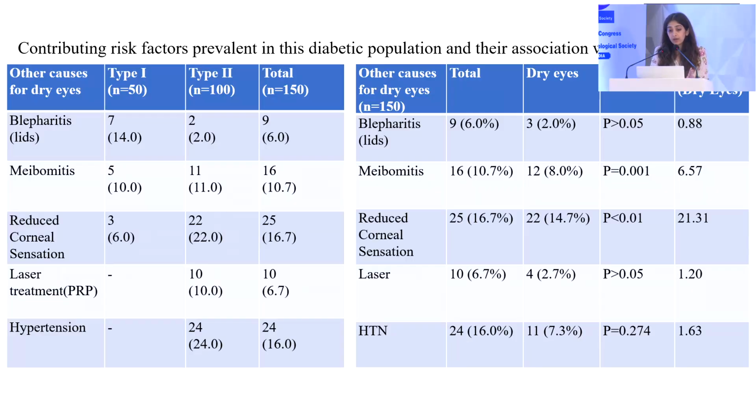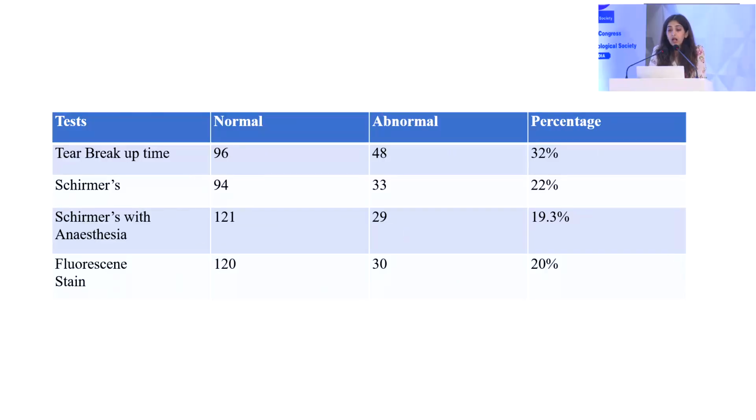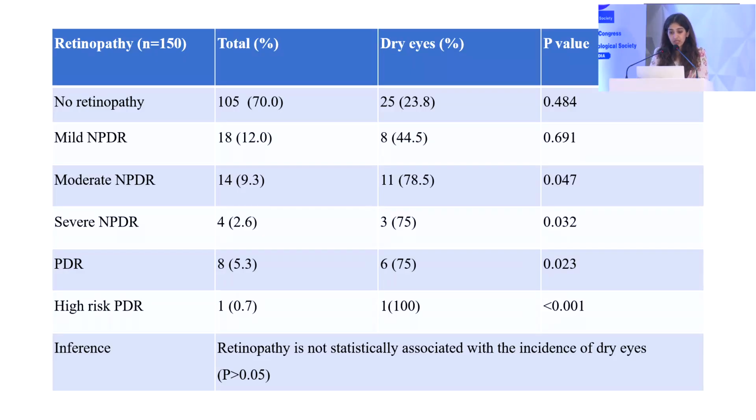Then among risk factors prevalent in the diabetic population with associated dry eyes, it was mostly seen in patients with meibomitis and reduced corneal sensation. As we can see here, the p-value was less than 0.01 in both these categories, with odds ratios of 6.57 and 21.31 respectively for meibomitis and reduced corneal sensation. Coming to the tests, 32% of the patients had abnormal TBUT, 22% had an abnormal Schirmer's test, and 19.3% had an abnormal Schirmer's test with anesthesia, and fluorescein testing was abnormal in 20% of these patients.